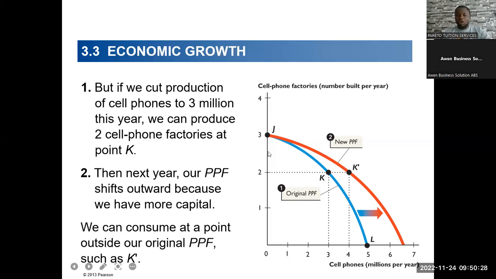But then, because we have increased the production of the capital good, in the following year we'll move on to what? K prime. At K prime, we are now getting more of what? Cell phones. If we tend to increase the production of cell phones too, we'll realize that in the coming years the PPF will keep on what? Shifting outwards. Then we'll keep on producing more, and we can produce more goods and services.